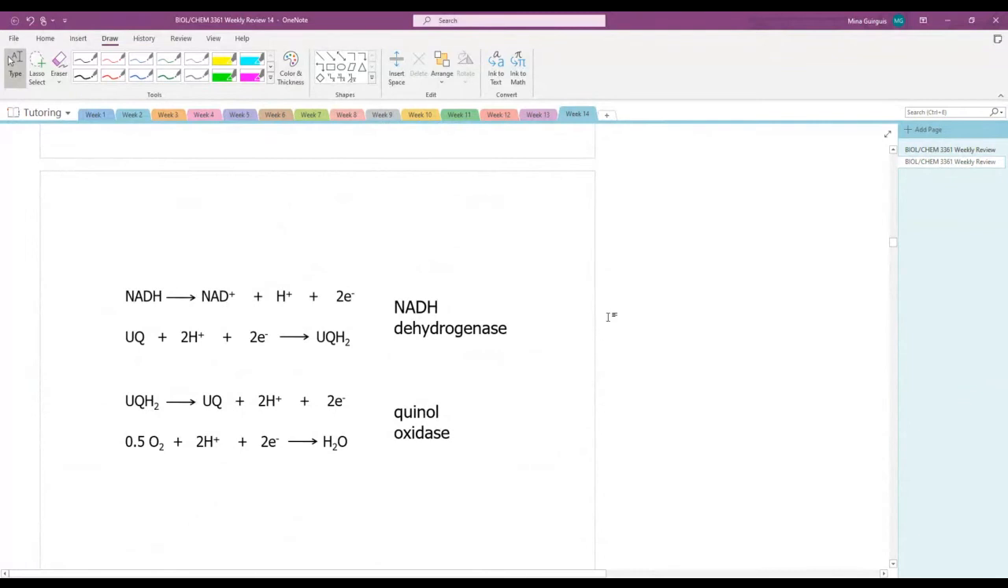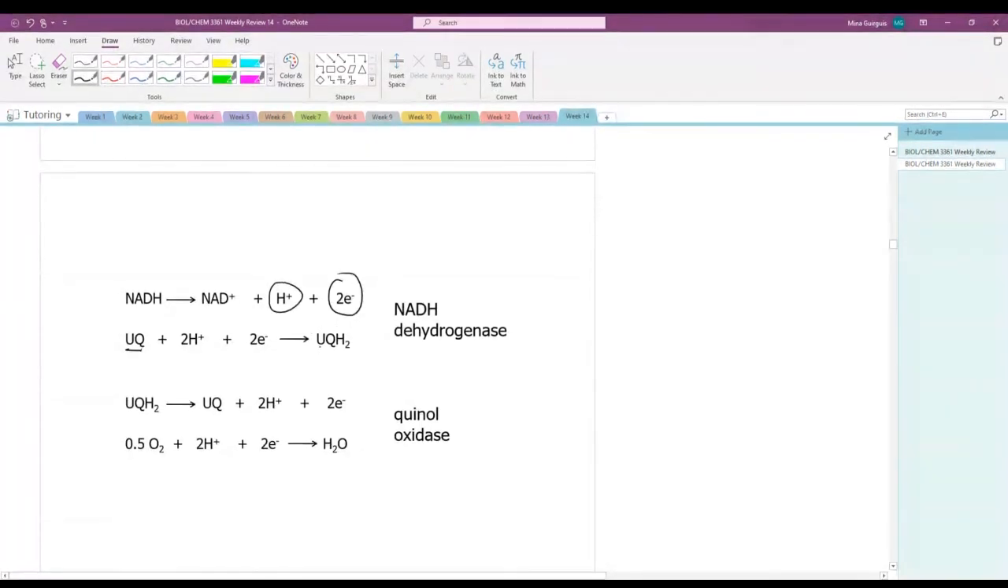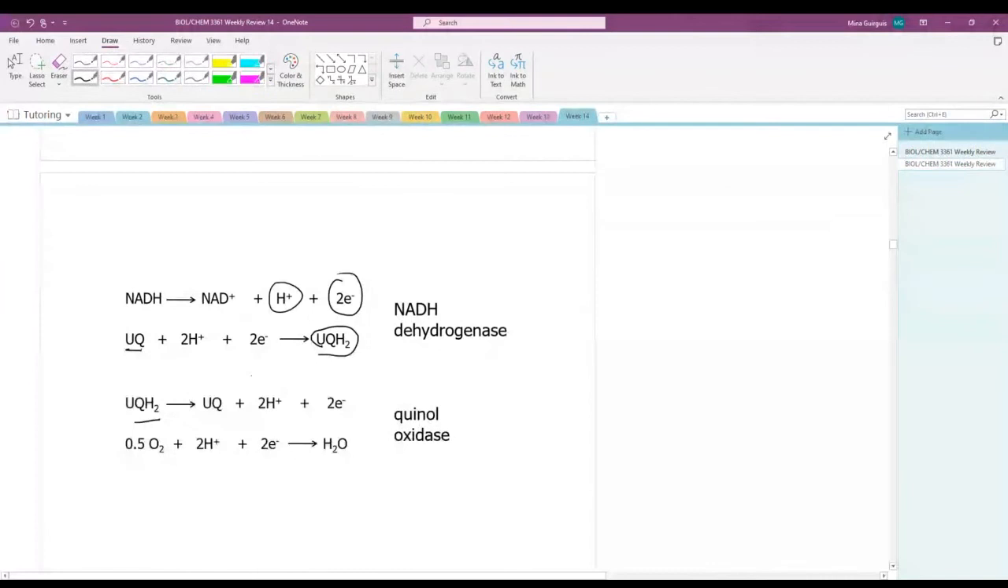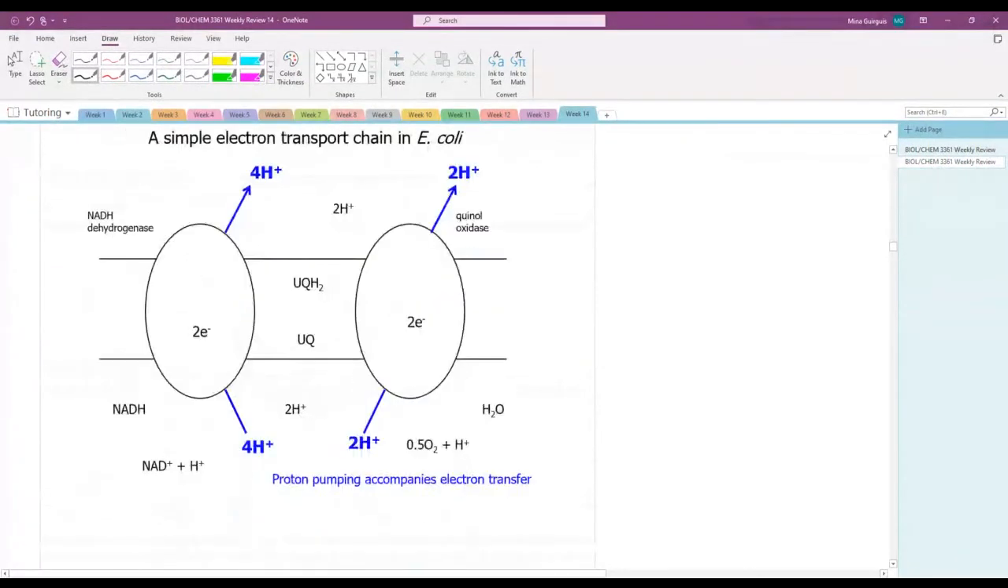Here's the reactions. NAD, they keep flipping these and it hurts my head, I apologize. So NAD plus is going to release 1 hydrogen, 2 electrons, or I should say 1 proton and 2 electrons. Ubiquinone, or I believe actually ubiquinone, is going to accept those and be converted to ubiquinol. Ubiquinol is then going to release those and give them to the oxygen.